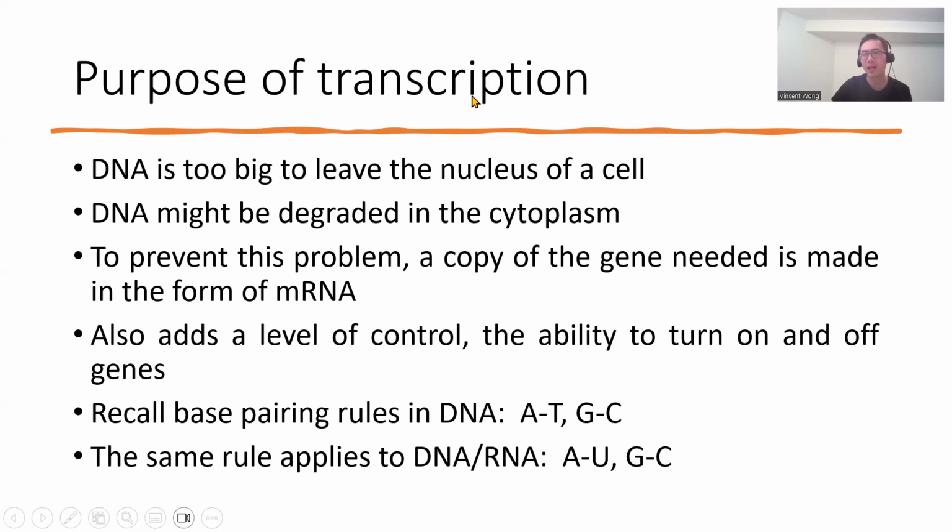Purpose of transcription: why do we have to do transcription? Why not just take the information from the DNA directly and make a protein? Well, we talked about this before as well. The DNA is too big to leave the nucleus. The nucleus has only little pores. It's not possible to take the DNA out. That's why during mitosis, you actually have to dissolve the nuclear envelope for the DNA to come out. And we don't necessarily want the DNA to come out. It might break down if it's in the cytoplasm. And so to prevent this problem, you have to copy only the portion of the DNA that you need.